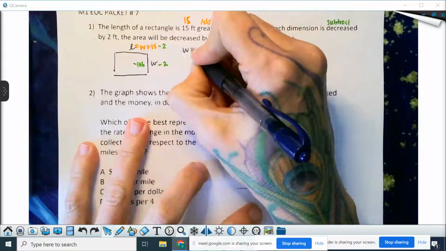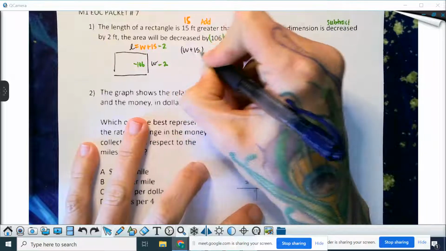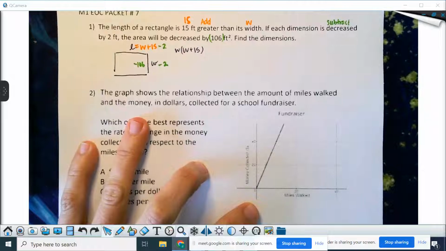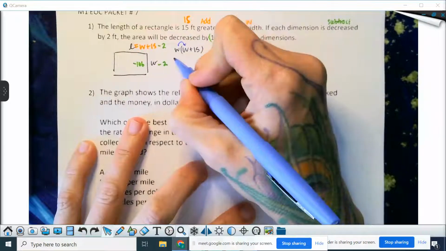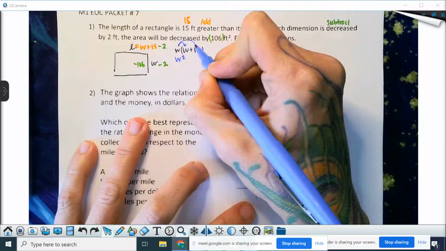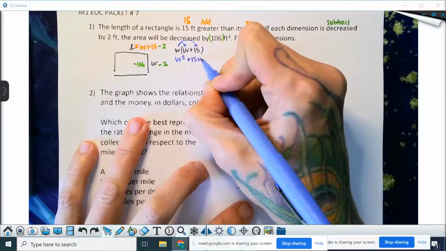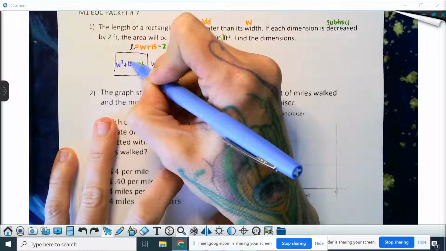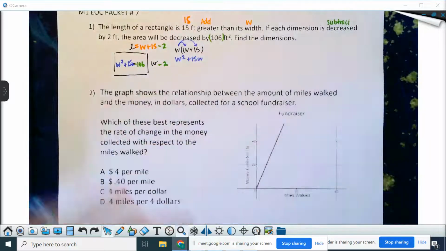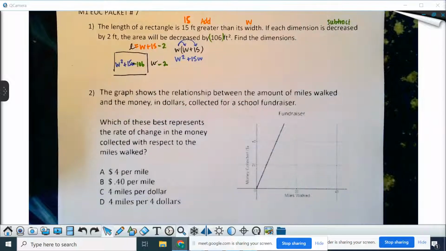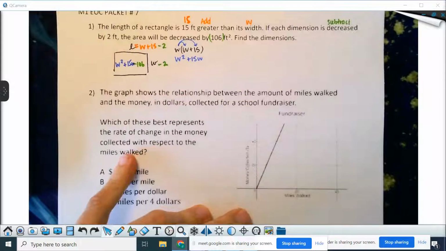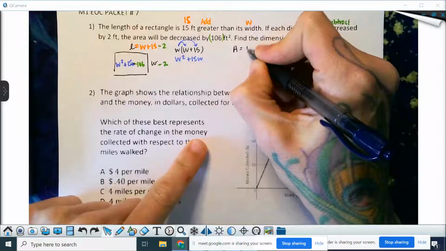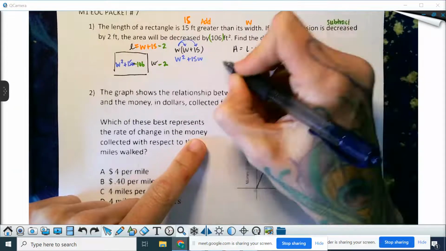So W plus 15 times W, because area is length times width. And when we distribute that W to the W, we end up with W squared. And W times 15 is going to be 15W. So it's W squared plus 15W, now minus 106 with a new change. Find the dimensions. So I know this is the area. Now remember, area is length times width. So the area is that long trinomial.